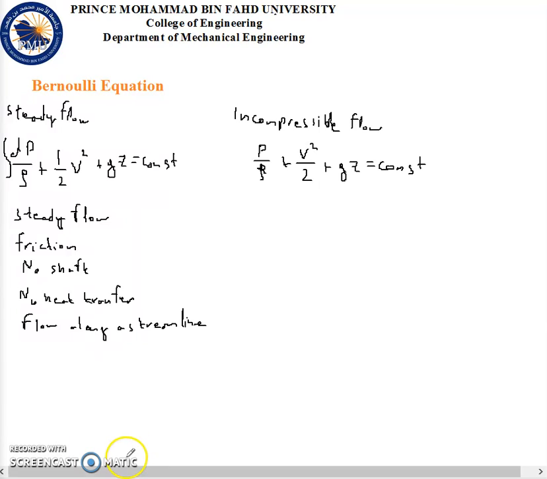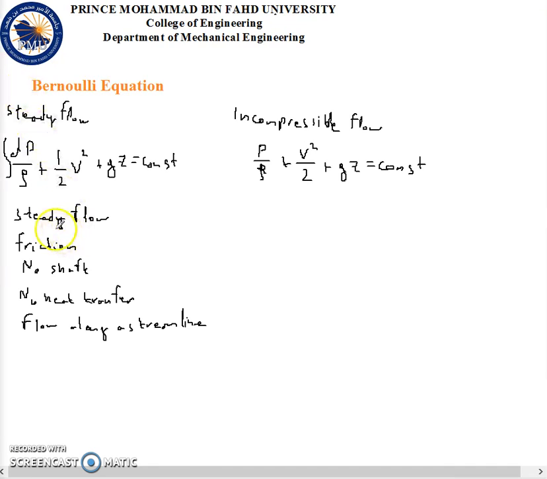So we derived these two expressions for the Bernoulli equation. This was for steady flow, and this was for steady and incompressible flow. So let's go through our limitations.